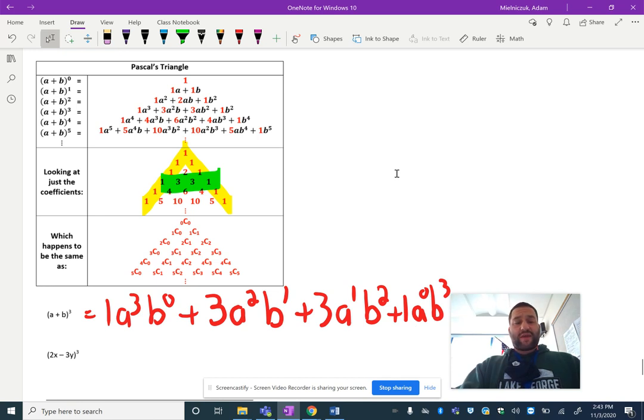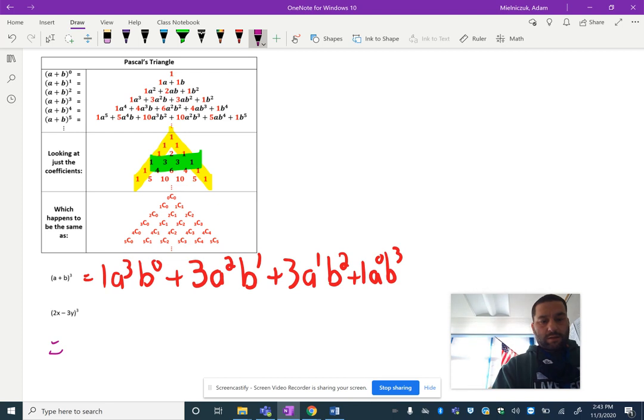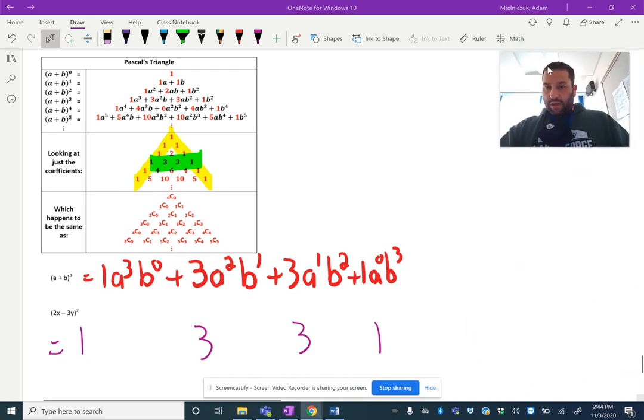Okay, so let's apply that to the next crazy looking one. We have 2x minus 3y to the third. Okay, well, what do we know? We know since it's to the third power, it's the same exact line that we just used, which makes this one a little easier. So we can say that this will equal, well, let's think about this. 1, 3, 3, 1.